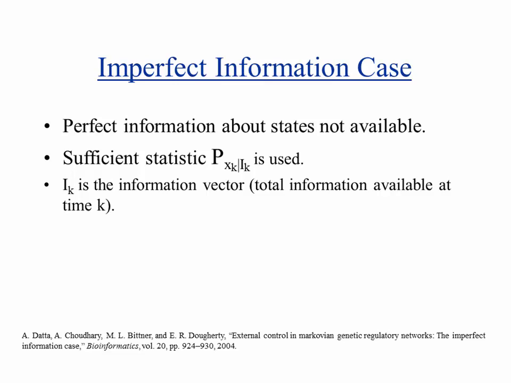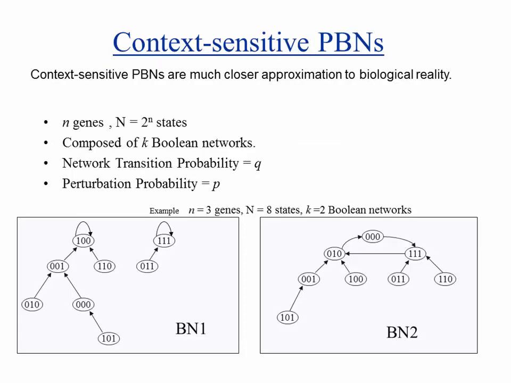So ik is the information vector, the total information available at time k. If you don't have the state, then the best estimate of the state is the conditional probability of the state given the observation. This is well known, so we did that in this paper. So that was one extension.